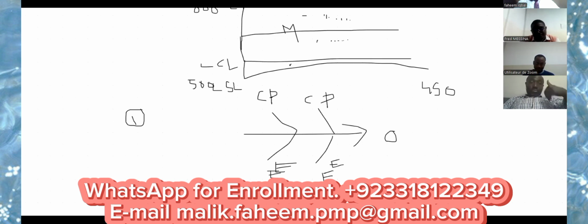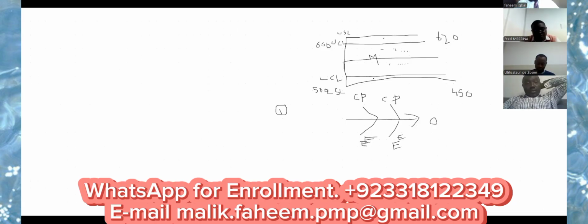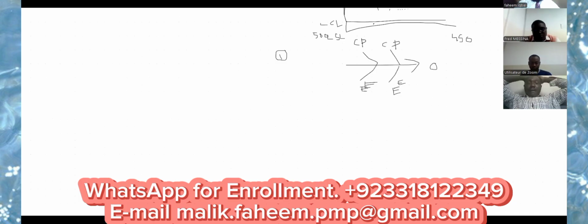And the sixth tool is sampling. We will use sampling a lot in quality. First one is attribute sampling. Attribute sampling means zero defect. The product should be free of defect. And second is statistical sampling. We are using statistics here.